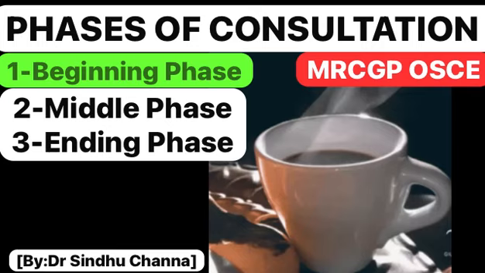Fraser has very aptly described three phases of consultation: the beginning phase, the middle phase, and the ending phase. These three phases of consultation need different sets of communication skills. Learning these three phases helps in keeping the sequence and flow of the consultation. This sequence also helps in group practice for the MRCGP International OSCE.